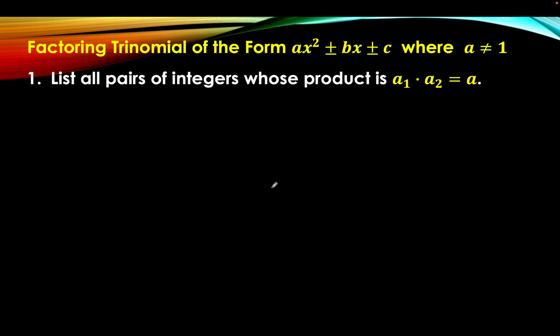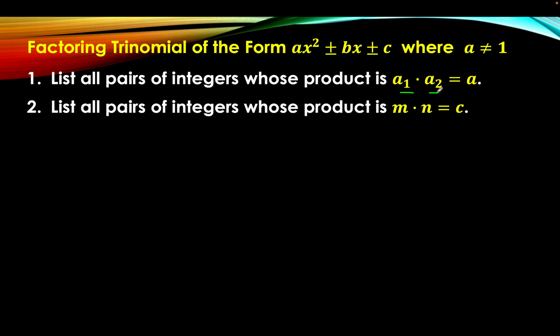This means we'll be looking for two integers or numbers a sub 1 and a sub 2 here, whose product is a. And second, we must also list all pairs of integers whose product is c. Similarly to step 1, we look for two integers or numbers m and n whose product is c.